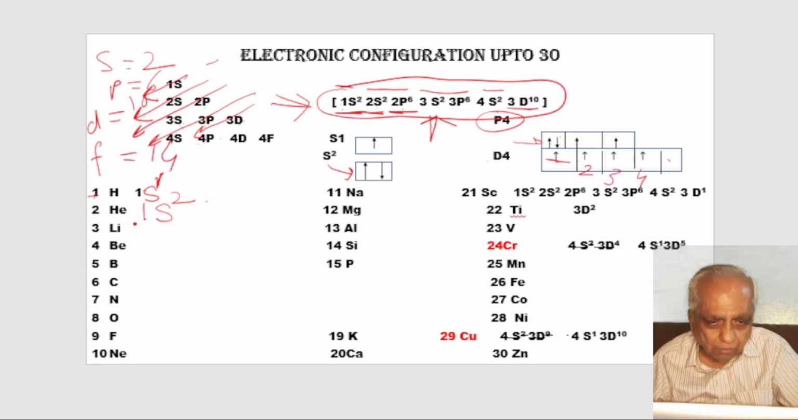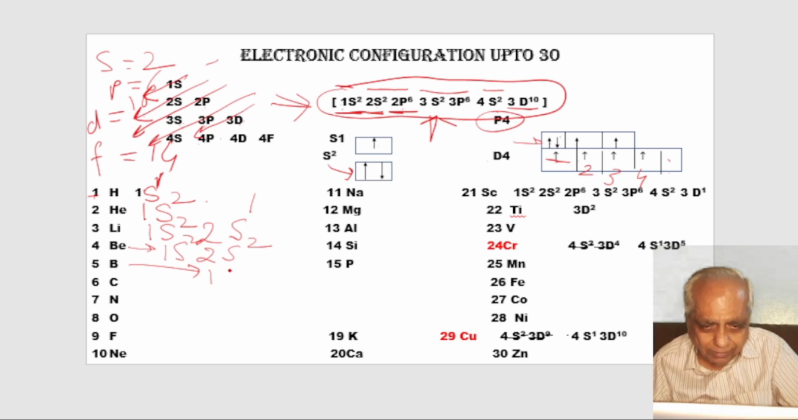Then lithium, first orbit will get filled up. So 1s2 and next will go in second S. So it will be 2s1. In this manner we have to fill. Beryllium, so first orbit will get filled up 1s2 and then remaining left are 2. So it will go in second orbit 2s2. Now comes boron. Boron has got 5. So this is up to 4. So up to 4 I can write 1s2, 2s2.